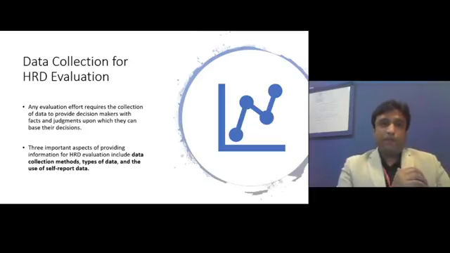Which kind of data is required for HRD? What are the major points? Because when we are evaluating, we need some things. Previously we discussed the model, background, and importance. Now we are going to discuss what kind of data is required. It's a very important topic in this perspective.